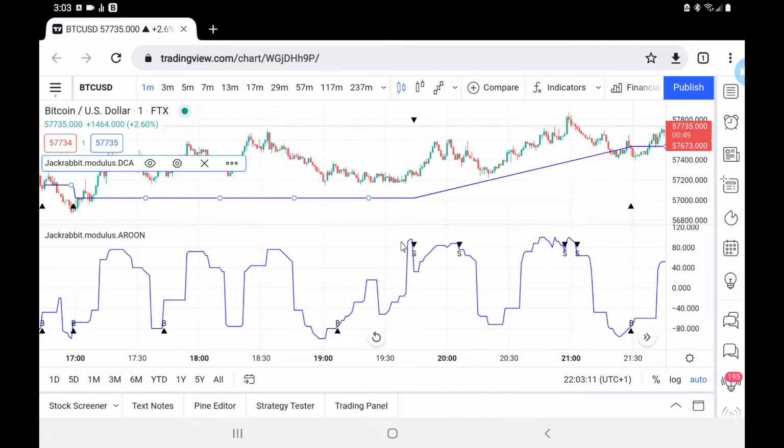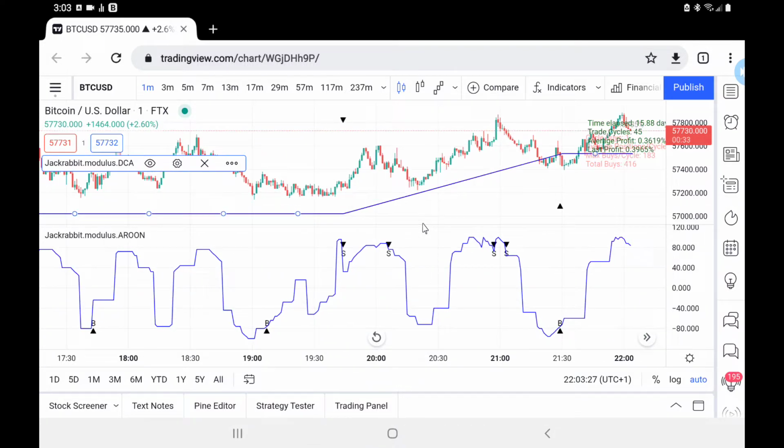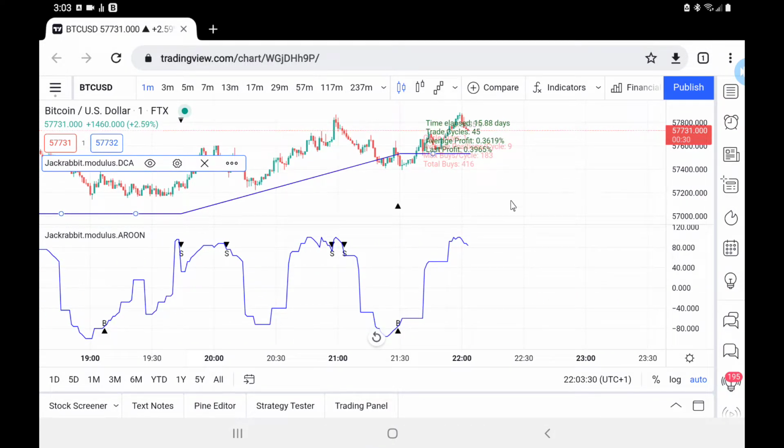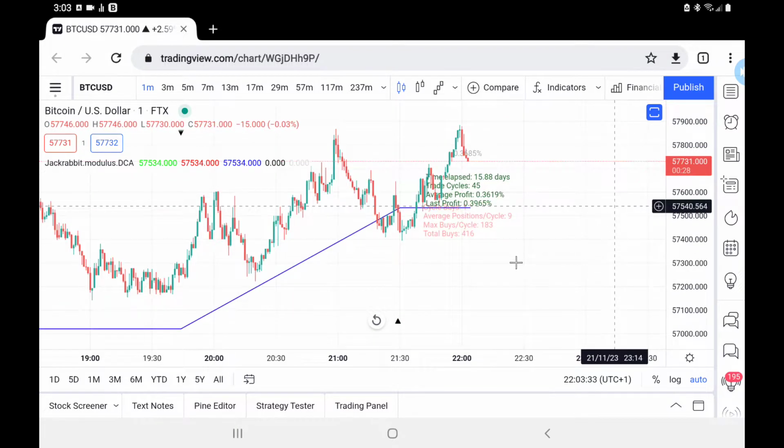Okay, now that we have a pure organic buy and sell approach based solely on profitability of the algorithm. Buys are down here, sells are up here. Let's zoom in only to the DCA chart. 0.3% profitability, max purchases per cycle 183. Not that great of a recipe, but it demonstrates what we need.